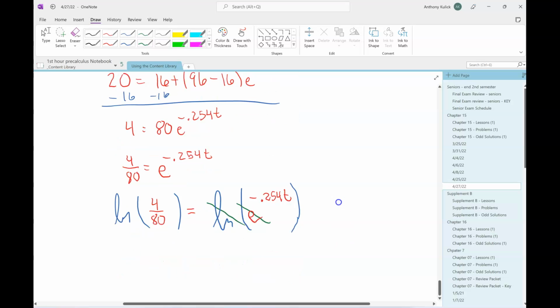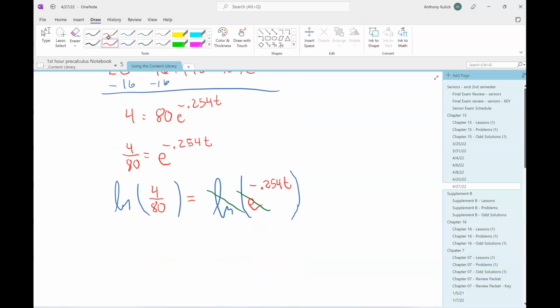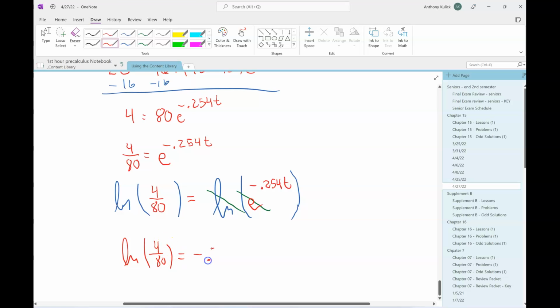Back when Mr. Kulik was a student and it wasn't easy to just do any log you wanted on your calculator, we did do those sorts of things because, of course. But you guys don't have to worry about that kind of thing now.